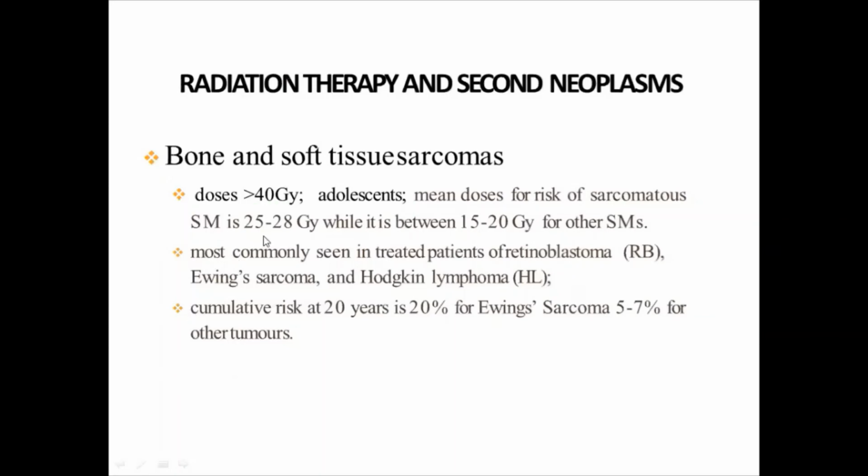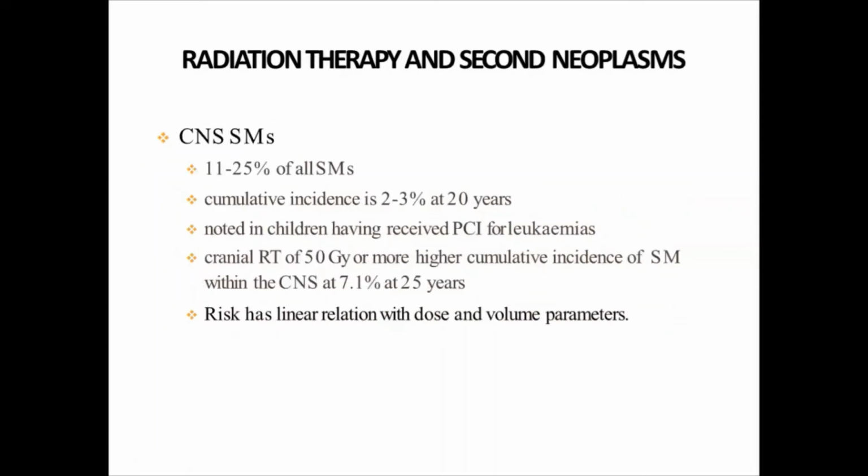Radiation therapy and secondary neoplasms associated with bone and soft tissue sarcoma: with doses of more than 40 gray in adolescents, the mean dose for risk of sarcomatous secondary malignancy is 25 to 28 gray, while it is between 15 to 20 gray for other secondary malignancies. Most commonly seen in patients treated for retinoblastoma, Ewing sarcoma, and Hodgkin's lymphoma. The cumulative risk at 3 years is 20% for Ewing sarcoma and 5 to 7% for other tumors.